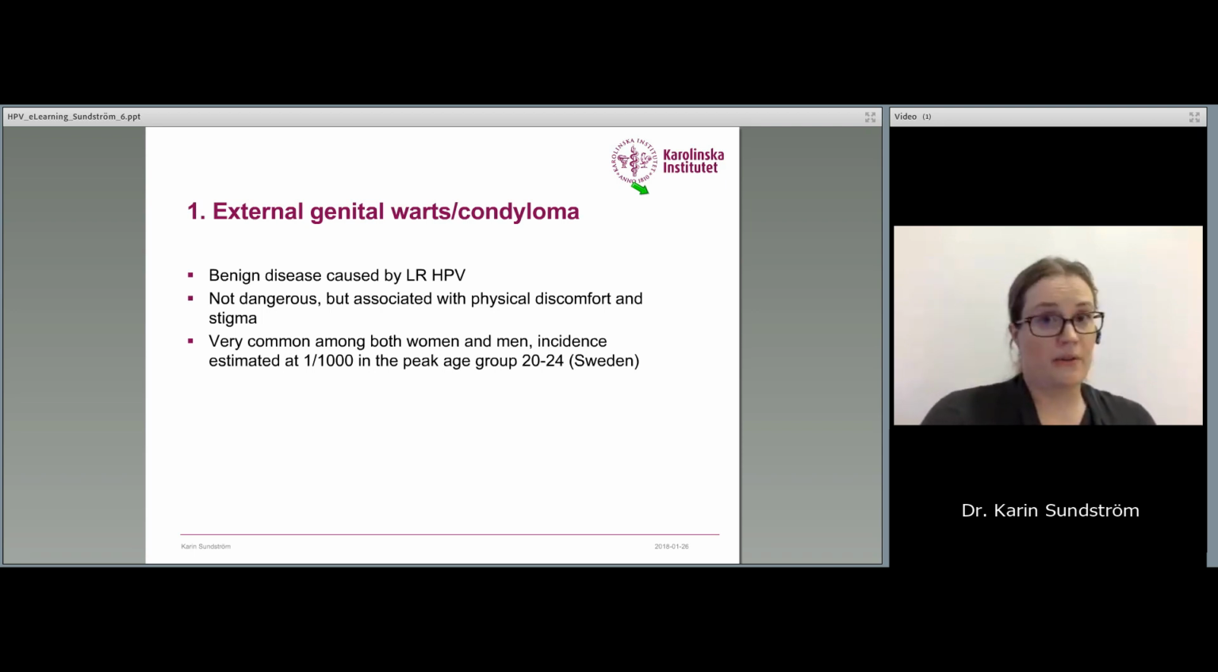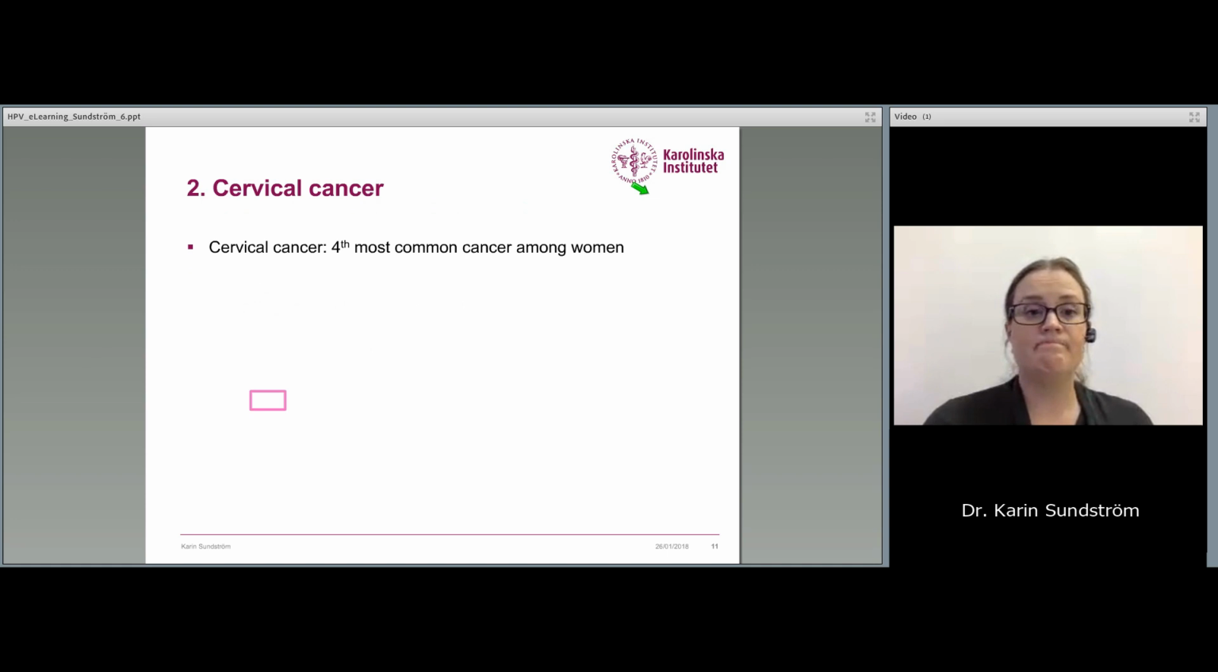It is very common, though, among both women and men, and the incidence has been estimated as high as 1 per 1,000 in the peak age group of 20 to 24 years of age. Treatments currently include pharmacological options and/or ablative surgery in bad cases, but typically, again, the disease is self-limiting.